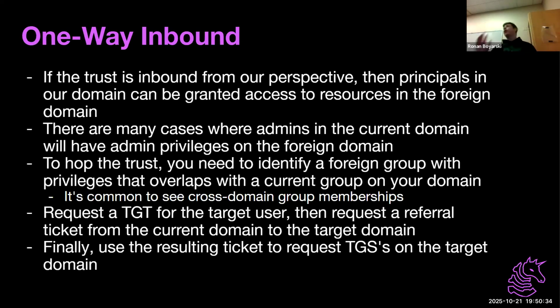Yeah. Now there are, of course, other types of attacks, depending on how it's set up. So parent-child is the easiest. You just use SID history and make a golden ticket. If the trust is inbound from our perspective, then folks in our domain can be granted access to resources in the remote domain. 9 times out of 10, if this exists, admins in our domain will also probably be admins in the remote domain, and you can do cross-domain enumeration, or you can just try it and it'll probably work. Yeah.